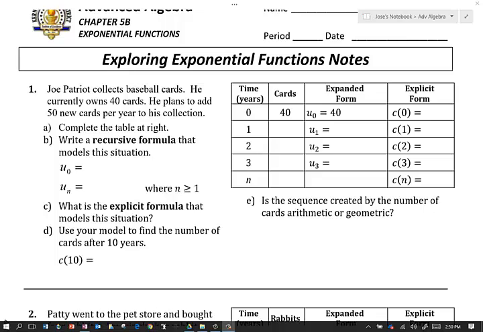Breaking down the walls. So if you're absent, you can watch this video. Hopefully it will help you with the lesson, with the notes. We're going to explore exponential functions.